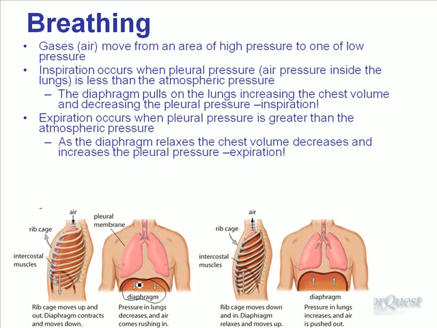Expiration, or breathing out, occurs when the pleural pressure is greater than the atmospheric pressure. So when the air pressure inside of your lungs is higher than the pressure of the atmosphere, air is forced out of your body into the surrounding air. And that happens when your diaphragm relaxes. It raises up, it squeezes on the lung tissue, and reduces the space inside of your chest, forcing air back out.